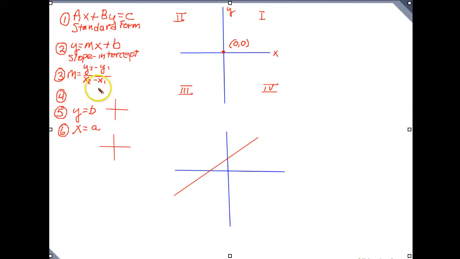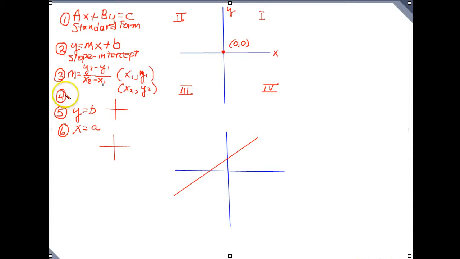This is the slope formula, where if you have two ordered pairs, x sub 1, y sub 1, and another ordered pair, x sub 2, y sub 2, you put them in this formula and it determines the slope of the line, and we'll be working on that in this section as well.